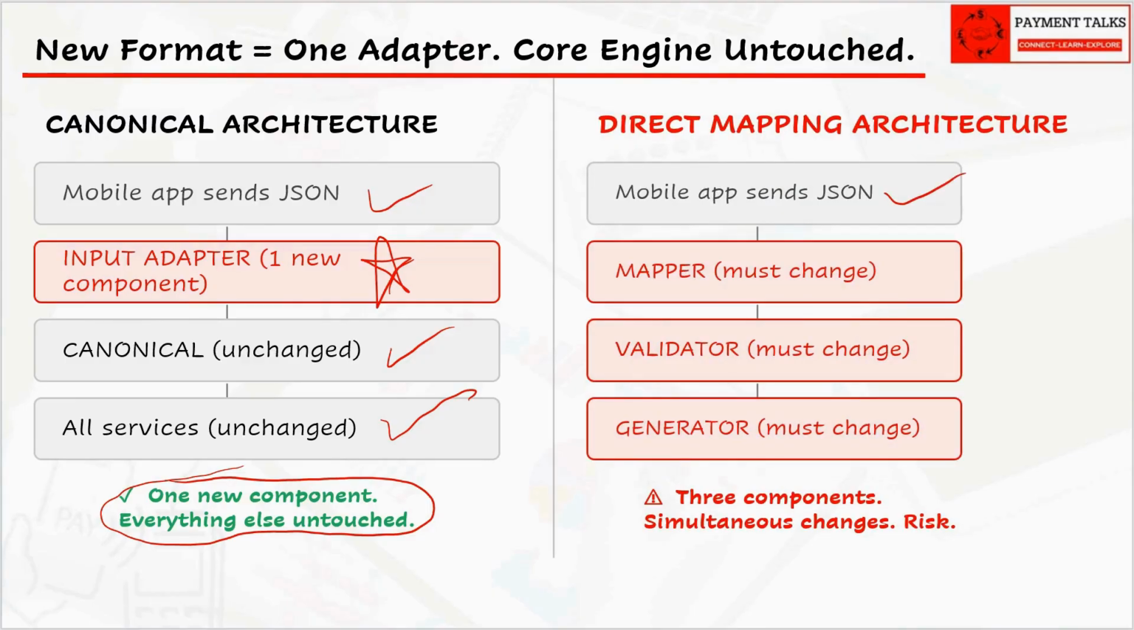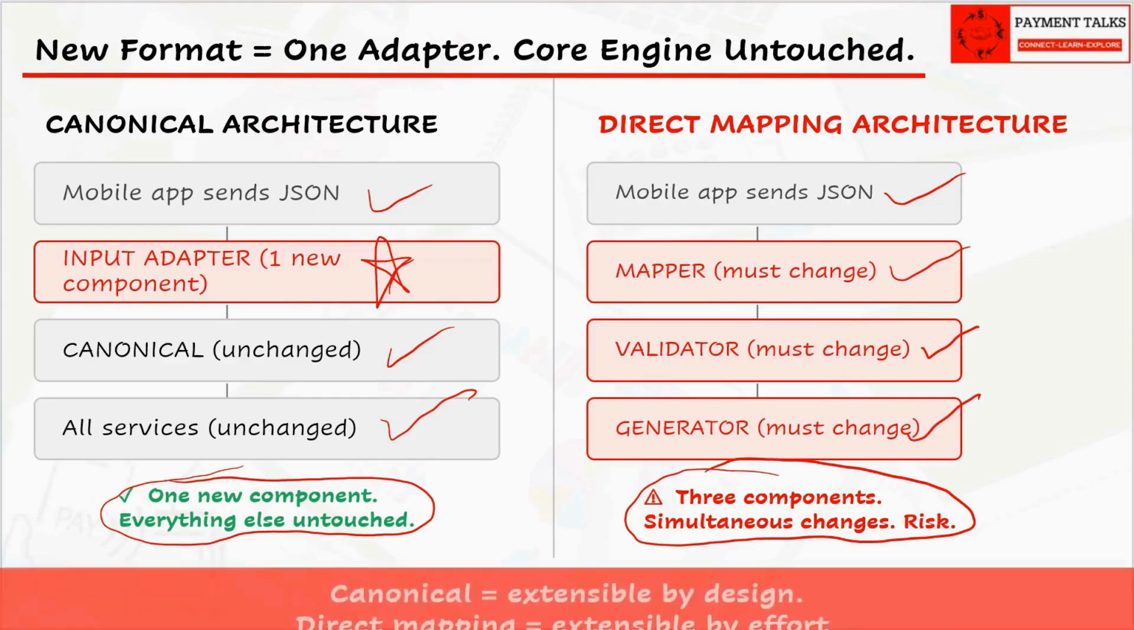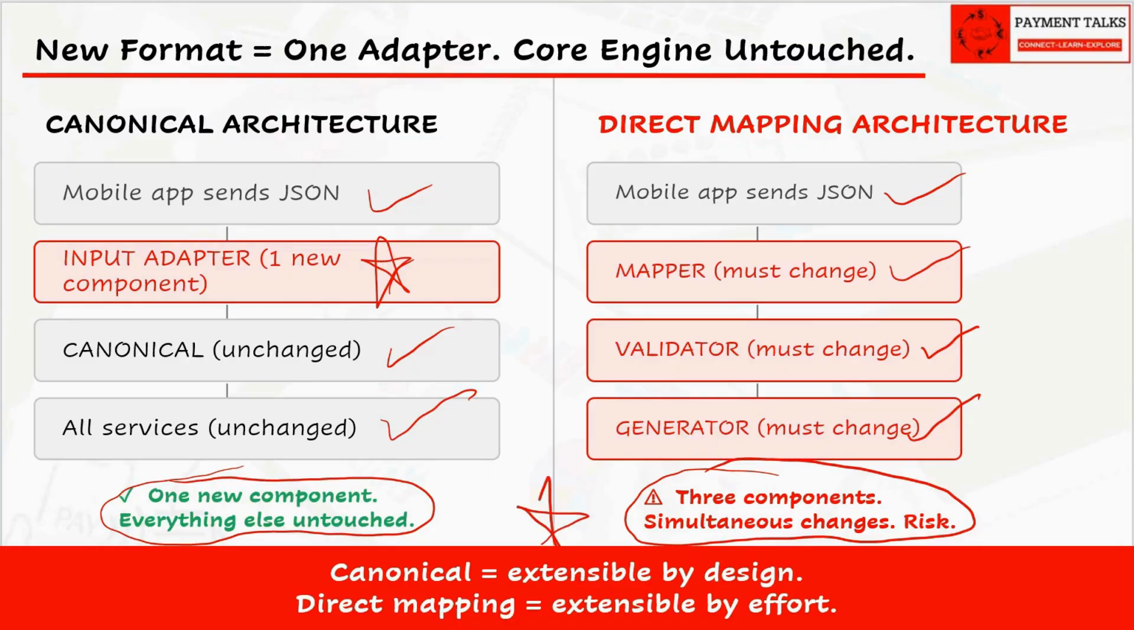Now you need to update the mapper to handle JSON input structure. You need to update the validator because its input assumptions change. You need to update the generator because the mapper output has changed. Three simultaneous changes to three components that share production risk. Canonical is extensible by design. Direct mapping is extensible by effort. That is the fundamental architectural difference.